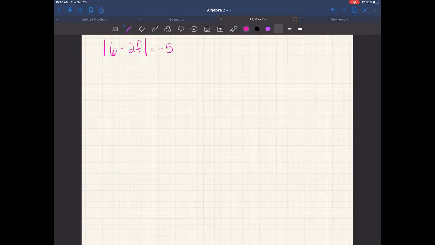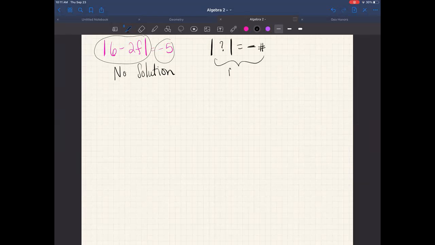I don't have anything else that I can do to this side to maybe try and get rid of that negative number. Once I have it as just an absolute value equals a negative, I'm done. There's no solution here. So whatever this absolute value is in the middle, if it equals a negative number, no solution. Does that make more sense, Marin?